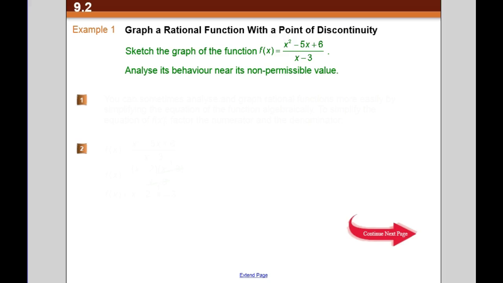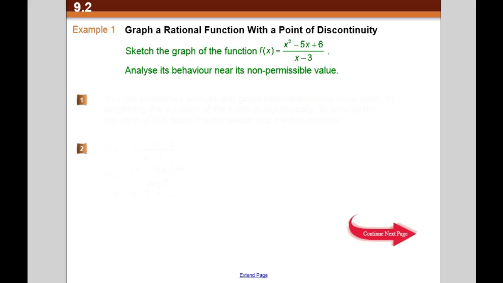Okay? And so in calculus, when we do these, there's different points where graphs kind of jump over a section. So we've talked about when you have asymptotes and your graph comes up to it and then there's a dotted line and it jumps over. These are points in a line that would cause there to be non-permissible values, so they just jump over the little point. Okay, so when we look at this equation, it says sketch the graph of the function, and it's x squared minus 5x plus 6 over x minus 3, and analyze its behavior near its non-permissible value.